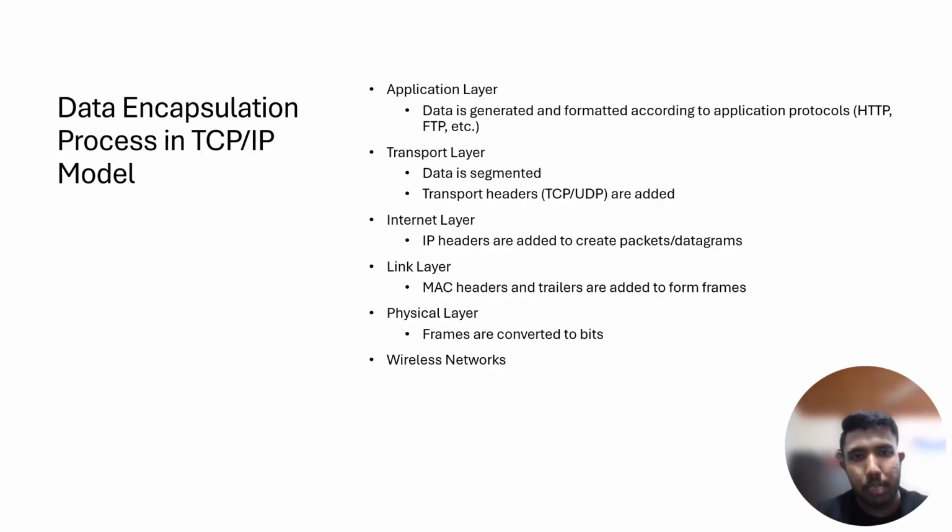The link layer adds MAC address headers and trailers to form frames. Finally, the physical layer converts these frames to bits and transmits them as signals. In wireless networks, this process must accommodate the unique characteristics of the wireless medium, particularly at the physical and link layers where signal modulation, error correction, and media access control are tailored to the wireless environment. We'll move on to the next slide.